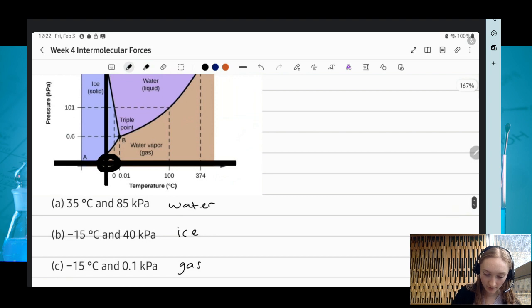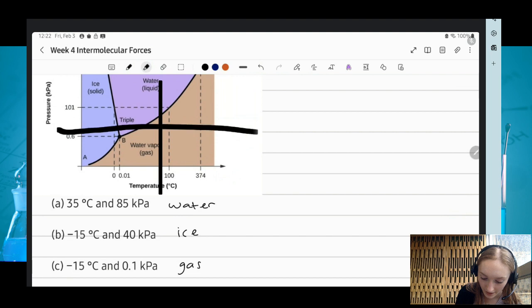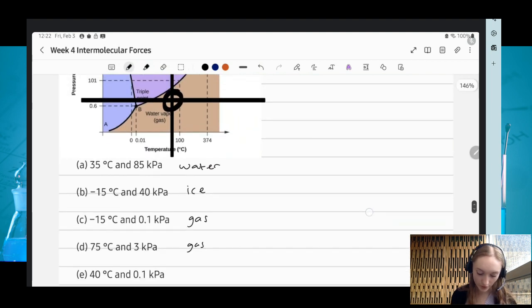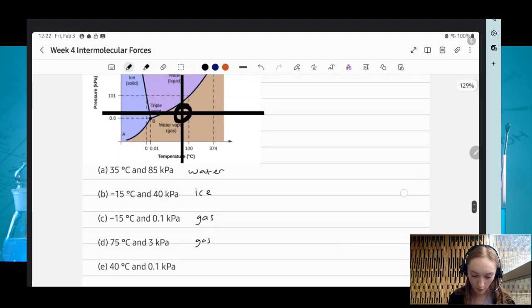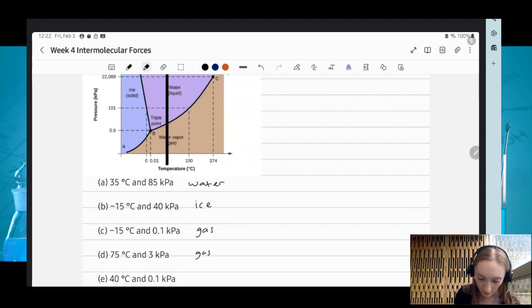Okay, so now let's move on to 75 degrees Celsius and 3 kilopascals. 75 could be like right here. 3 kilopascals is somewhere right here. It's going to be a gas for sure. And the last two, 40 degrees Celsius and 0.1 kilopascal. So that could be possibly right there. And then 0.1, it's going to be a gas as well.